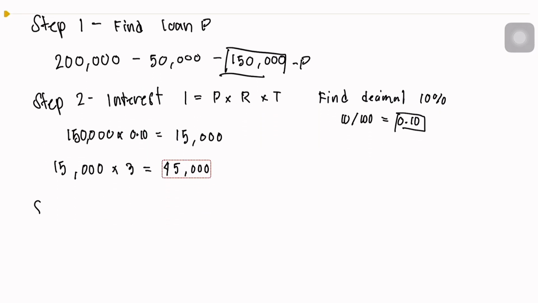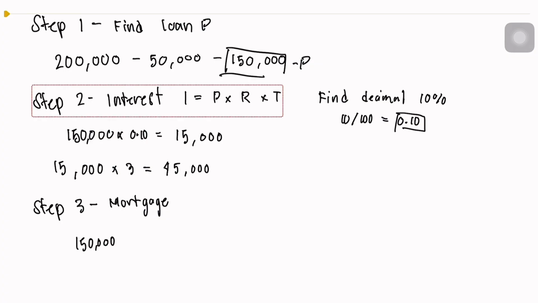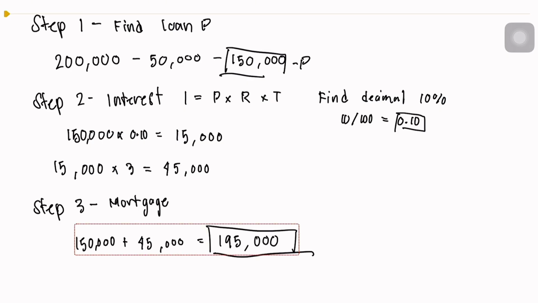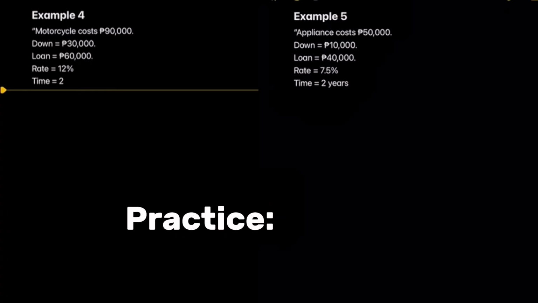Now let's proceed to step 3, finding the mortgage. To find the mortgage, we need the formula M is equal to P plus I. Now let's substitute it to our formula. So for our P is 150,000 plus the I is 45,000 is equal to 195,000. So that is our mortgage. That's the answer. Try this yourself.